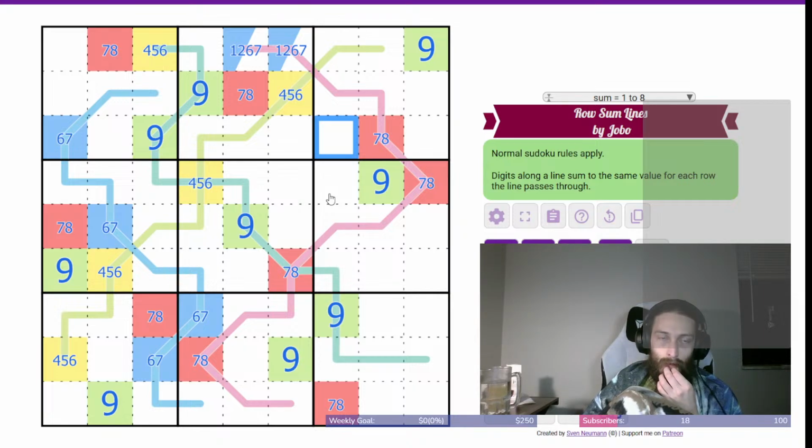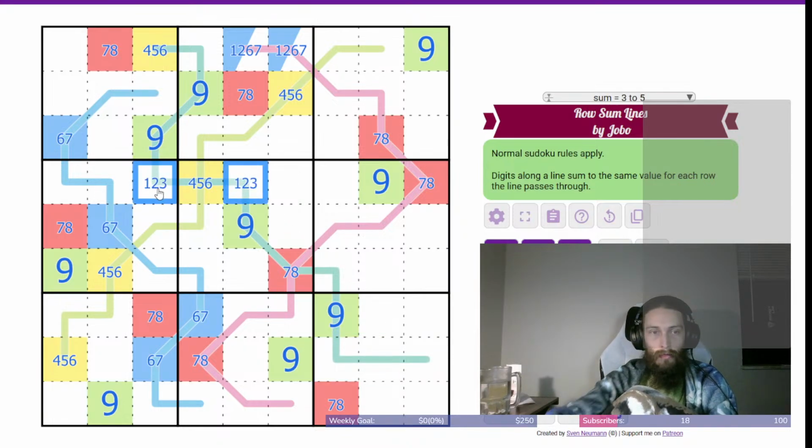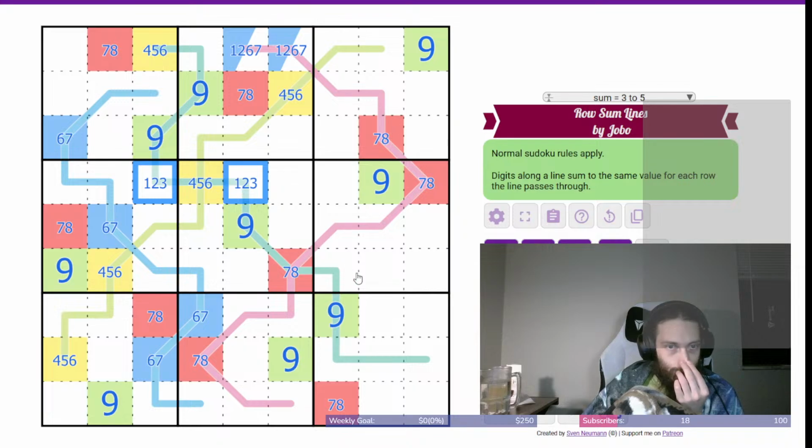Okay, well, 9 in 3. Oh, never mind. It's either 1, 2, 6, 1, 3, 5, or 2, 3, 4. But these two have to be 1, 2, 3 now. Because you can't put another from 4, 5, and 6 with it.